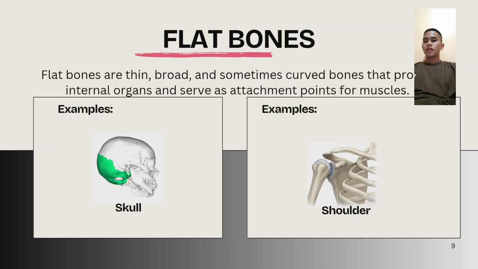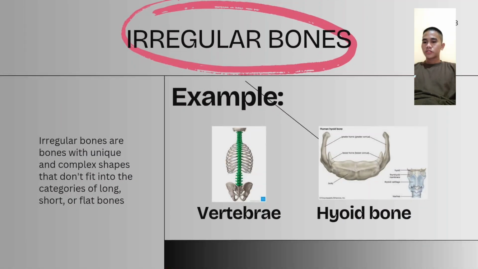The fourth part of the skeletal system is irregular bones. Irregular bones are bones with unique and complex shapes that don't fit into the categories of long, short, or flat bones. So the two examples are vertebrae and hyoid bone.